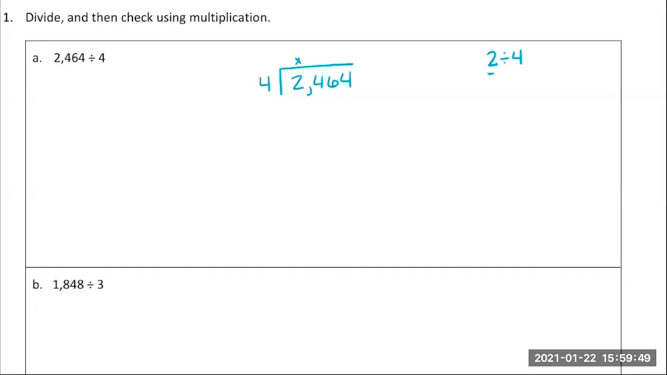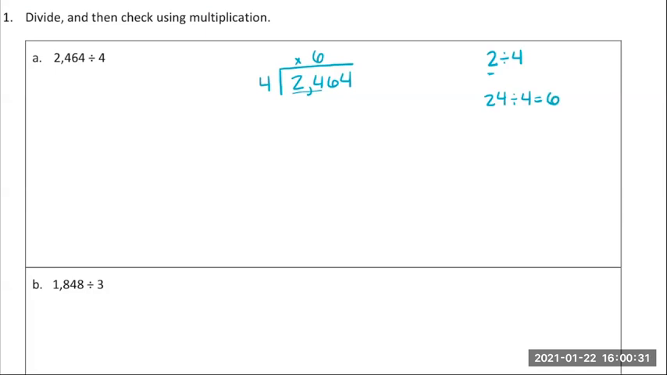And then we're going to look at it like it's a 24 instead. If we were looking at our place value chart, we would be unbundling or decomposing that 2 thousands into 20 hundreds. So now we're looking at 24 hundreds divided by 4. How many groups of 4 can we get out of 24? We can get 6 groups of 4 out of 24. So 24 divided by 4 is 6.